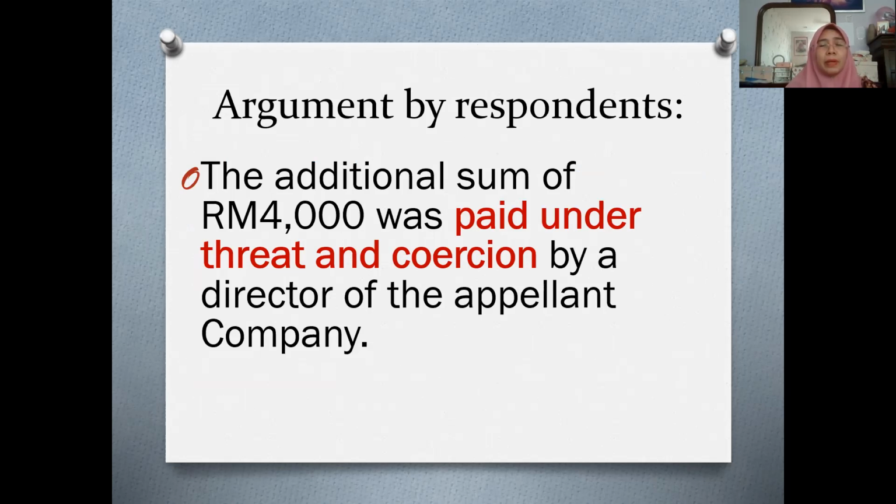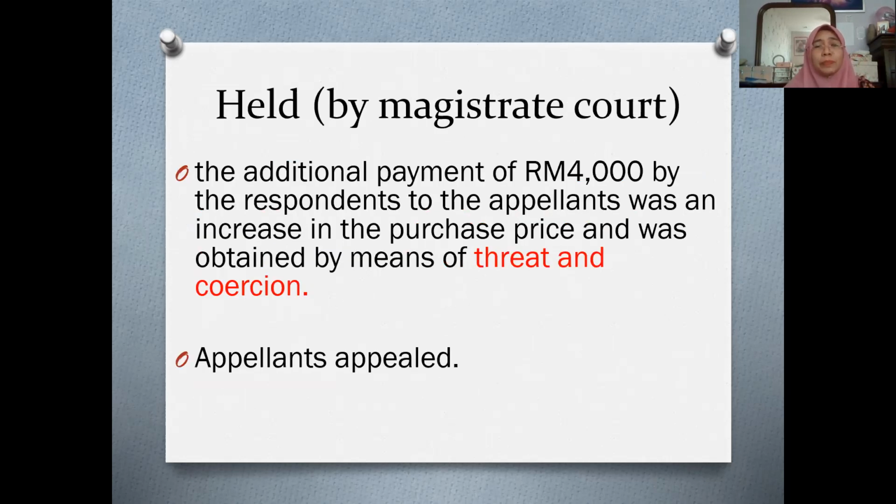The plaintiffs agreed first, and later they brought the case to court, asking for a refund of the additional payment they had made. The respondents argued that when they paid this 4,000, it was paid under threat and coercion by a director of the appellant company. They didn't want to pay, but they were under threat and coercion. The magistrate court, the lower court, held that the additional payment of 4,000 was really an increase in the purchase price, and it was obtained by means of threat and coercion. So the plaintiffs won the case, and the defendant was not happy.